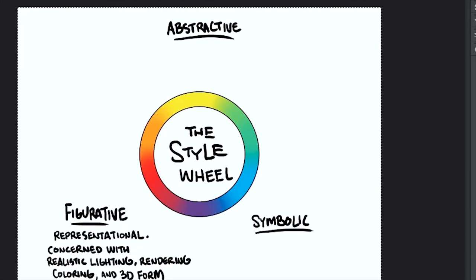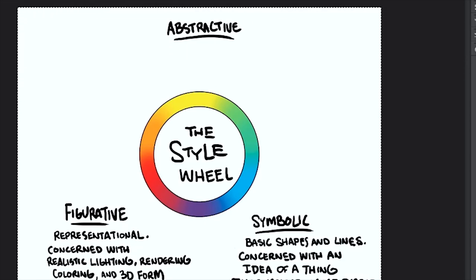That's figurative. Symbolic is basic shapes and lines. And these are basic shapes and lines that are really concerned with the idea of a thing. Okay, we're going on a different level here. It's not what you physically see, but it's the idea of a thing. It's the simplest, most direct way to communicate. Okay, I'm gonna get into this deeper, but this is just the first pass at it.